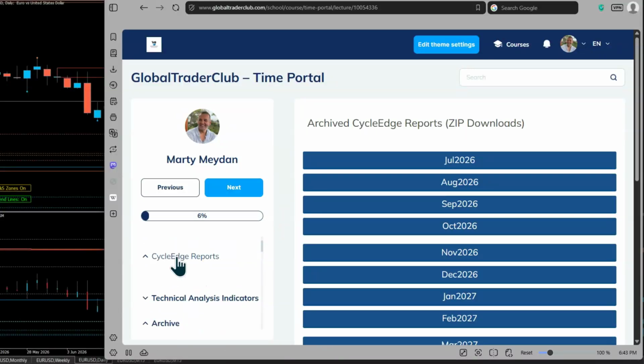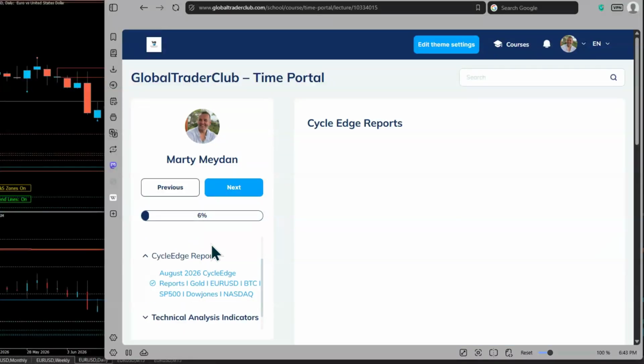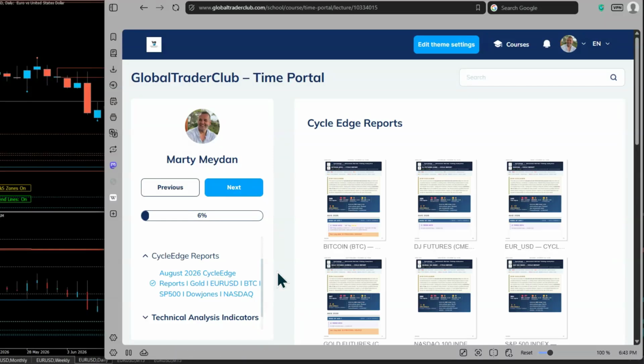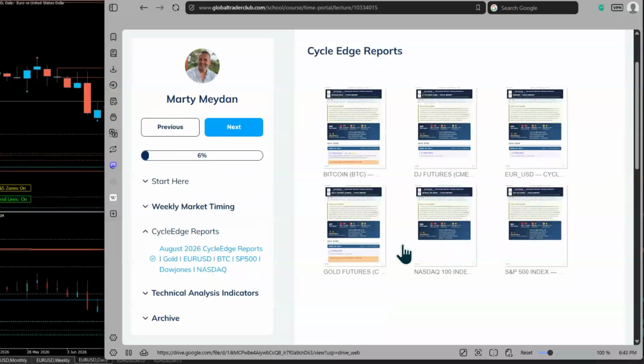And that's basically it. And your cycle edge report page is here. Whatever you want to pick, you can pick up here. If you don't see that first and it's looking blank, just give it a few seconds. It's going to come up. All right, Bitcoin, Dow Jones, Euro, Dollar, SP 500, Nasdaq, Gold.